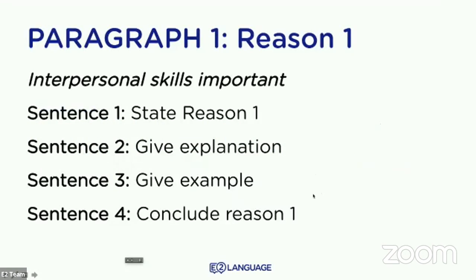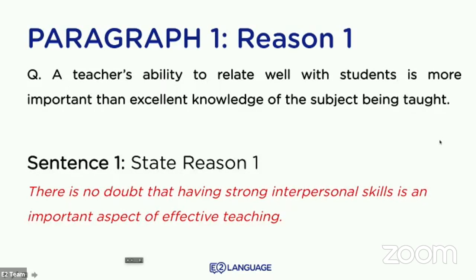Okay, paragraph 1, reason 1. So I'm going to say in my paragraph 1, I'm going to talk about how interpersonal skills are important, right? This is my first distinct idea. So sentence 1, I'm going to just mention that. I'm going to talk about how interpersonal skills are important. Sentence 2, I'm going to explain why they're important. Sentence 3, I'm going to give an example. Sentence 4, I'm going to conclude. So let me take you through this.